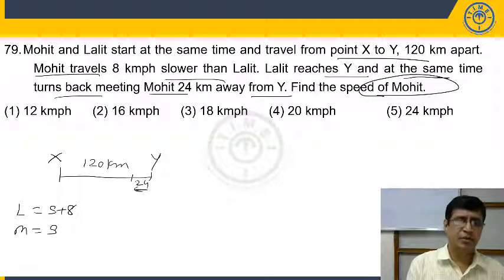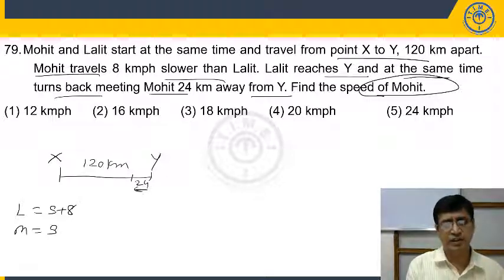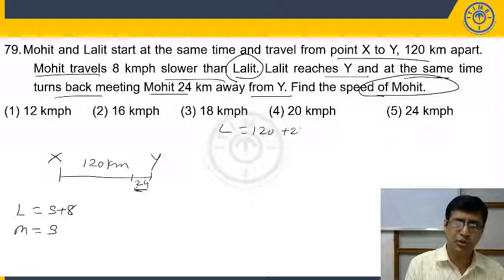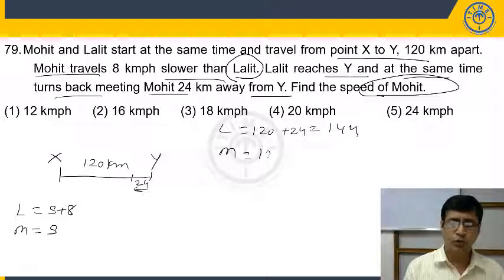Am I right or not? He is saying Mohit is 8 km per hour slower than Lalit, so the difference in the speed is 8. Now what is the total distance covered? It's very simple. Lalit is moving fast, so he covered 120 and met Mohit after covering 24 kilometers in the opposite direction. So Lalit covered 120 plus 24, which is 144, whereas Mohit covered 120 minus 24, which is 96 kilometers.